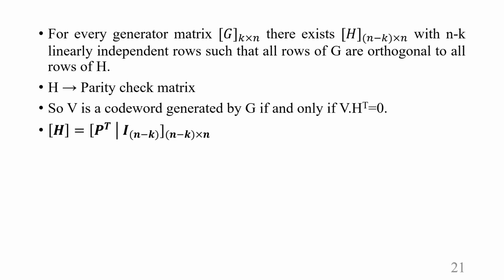From the equation, we can see that Ik retains the message bits U1 to Uk and P adds the redundant bits. For every generator matrix G, there exists an H matrix with n minus k linearly independent rows such that all rows of G are orthogonal to all rows of H. H is called the parity check matrix. So V is a code word generated by G if and only if V dot H transpose equals 0, and the structure of H is [P transpose | I(n minus k)].